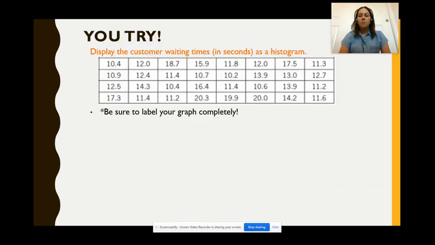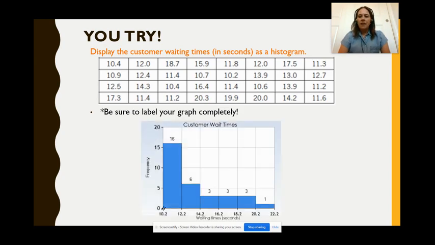All right, go ahead, pause the video, and please try constructing a histogram of this data set. Make sure you label your graph entirely. All right, here we go. Go ahead and compare your histogram to this. Yours does not have to match perfectly because you might not have gone by the exact same class widths as I did. It's okay if yours looks slightly different as a result of choosing different bin sizes. Please make sure you're consistent though, don't double count, and label everything entirely.